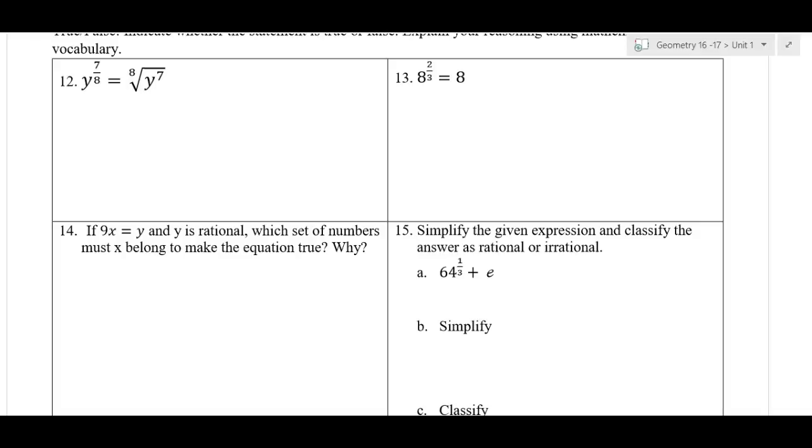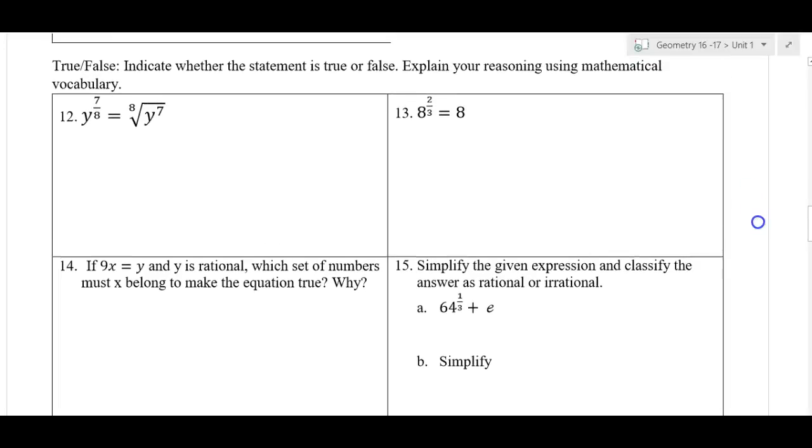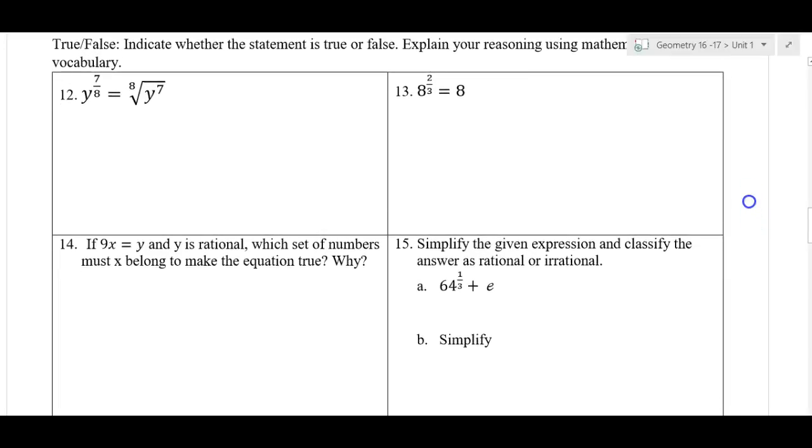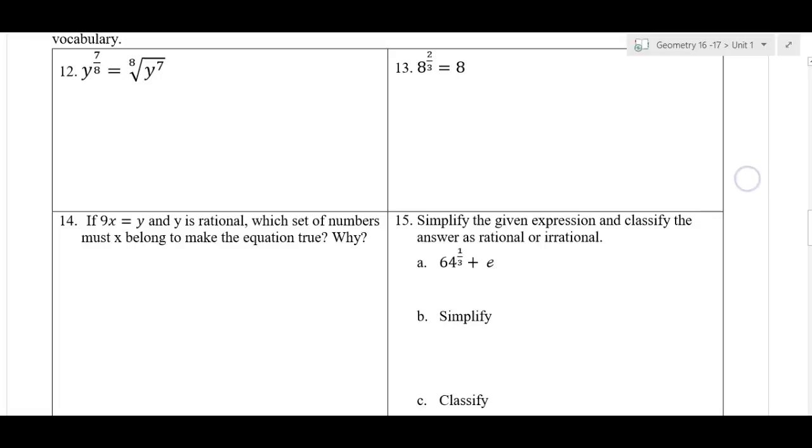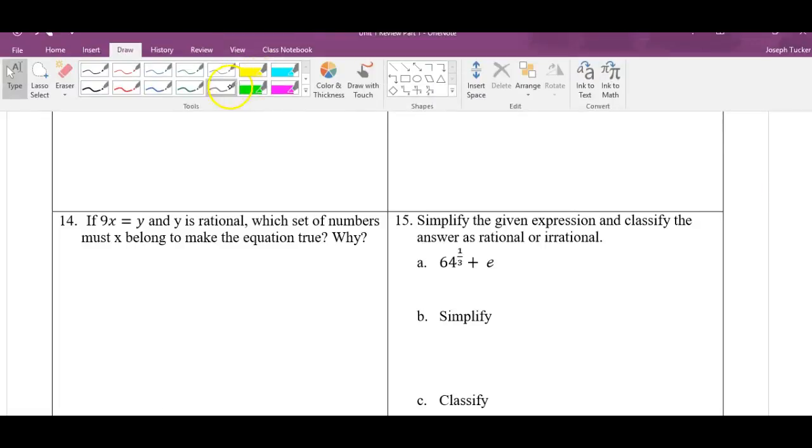For the next three problems, 12 through 15, at least for 12 and 13, the directions which I kind of cut off say true or false, is the statement below correct? Explain your reasoning using mathematical vocabulary. So you're supposed to explain it regardless of whether it is true or false.